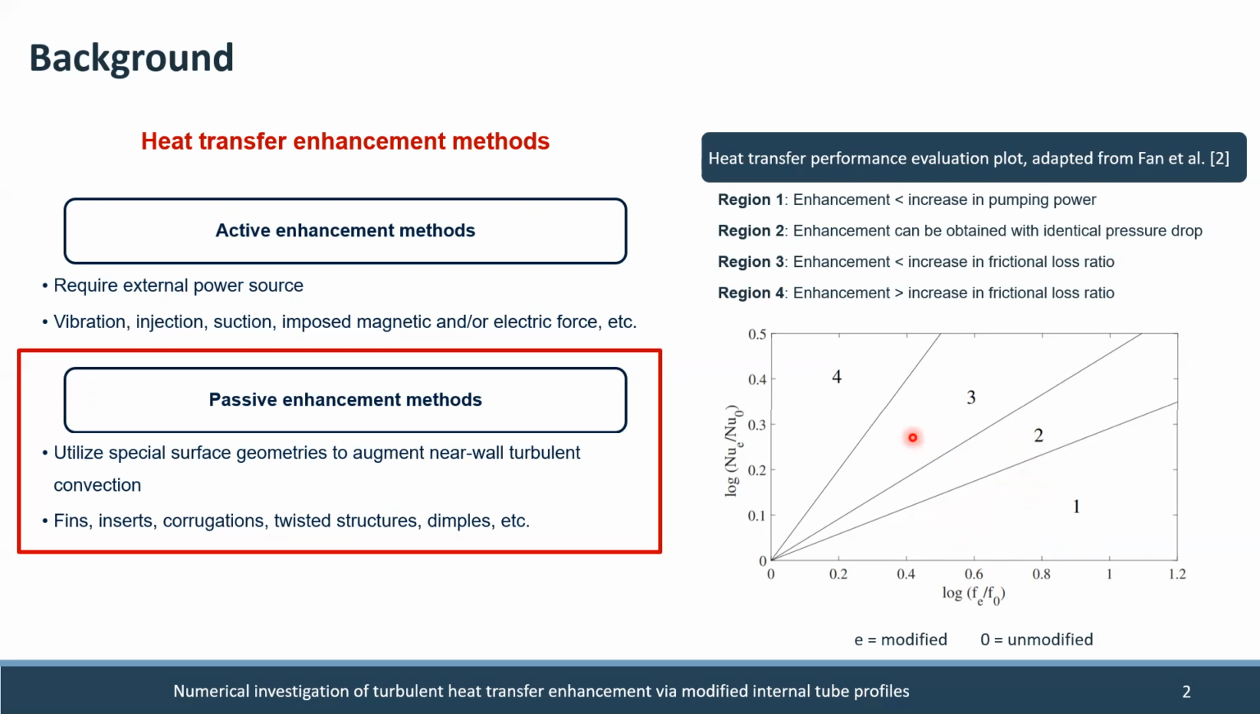But if it's in region 3 and 4, we can see that the method is energy saving and is a good performance, a good enhancement method. If it's in region 3, it means that the enhancement is still lower than the increase in friction loss ratio. And if it's in region 4, it means that the enhancement is even higher than the increase in frictional loss ratio.